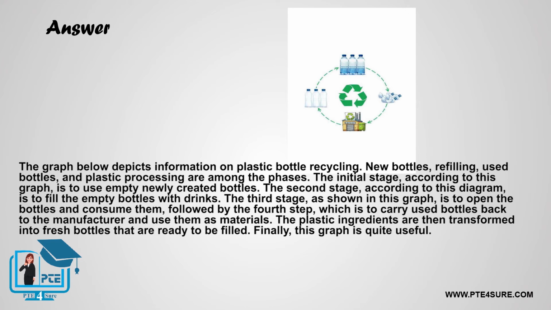The third stage, as shown in this graph, is to open the bottles and consume them, followed by the fourth step, which is to carry used bottles back to the manufacturer and use them as materials. The plastic ingredients are then transformed into fresh bottles that are ready to be filled. Finally, this graph is quite useful.